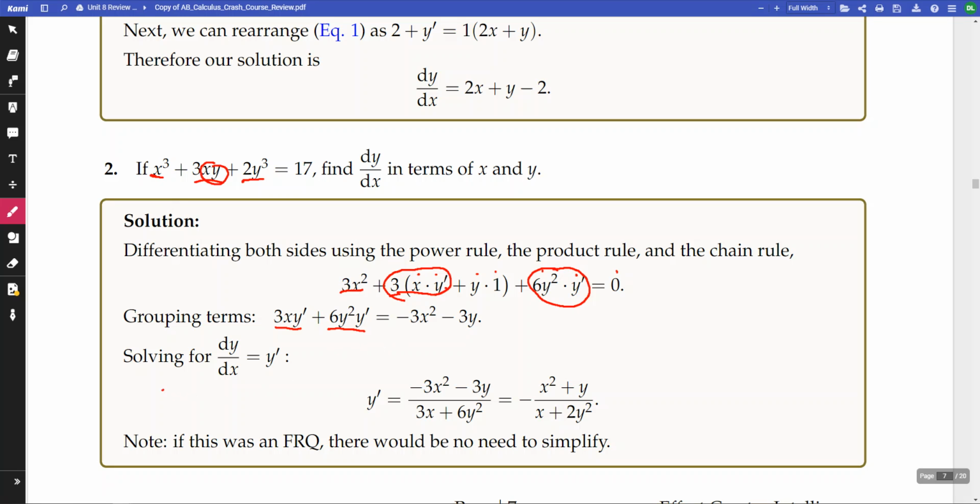I could factor here and say that y prime times 3x plus 6y squared is equal to negative 3x squared minus, or excuse me, plus 3y if I was going to factor out a negative. And then I would end up with my solution, right? If I ended up dividing everything else by 3, negative x squared plus y all over x plus 2y squared. So note, if this was a free response question, where the focus is on can you implicitly differentiate, there would not be a need to simplify. But if your instructor wishes for you to simplify, be sure that you do.